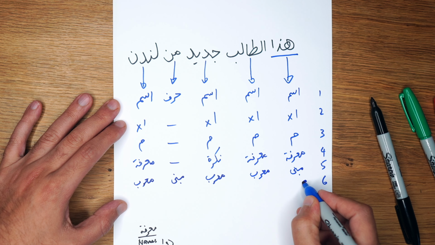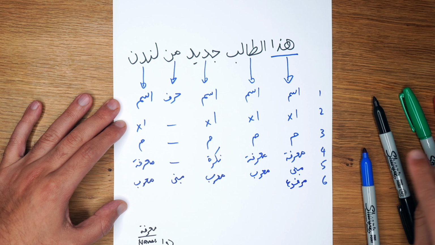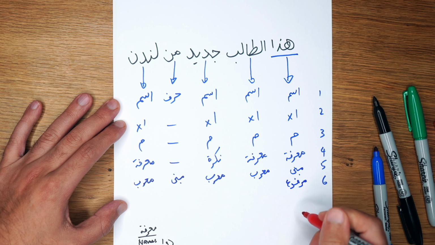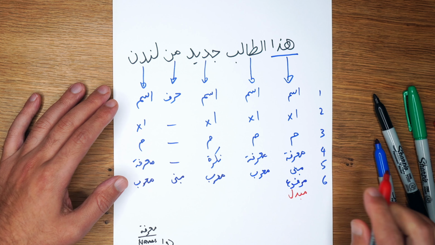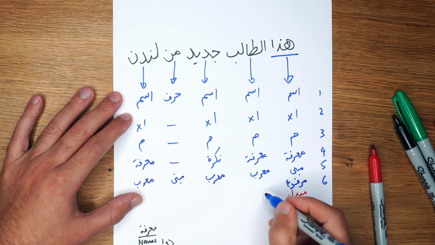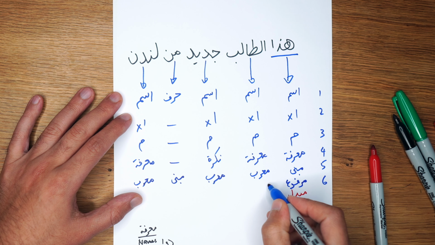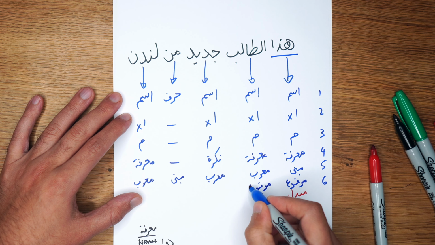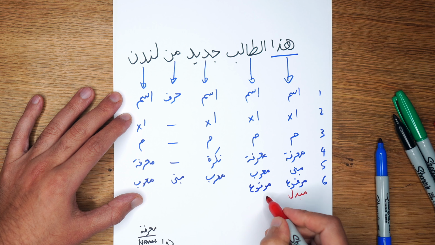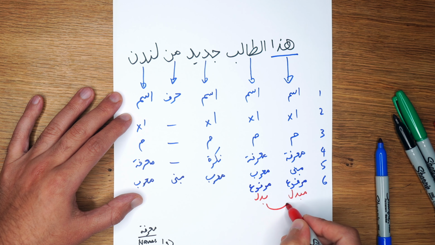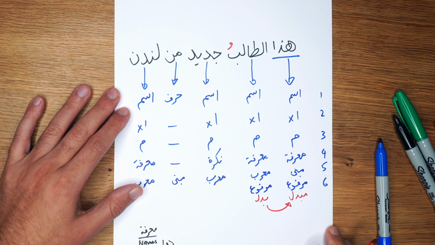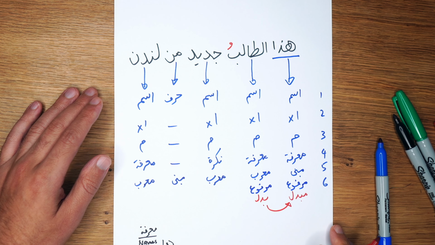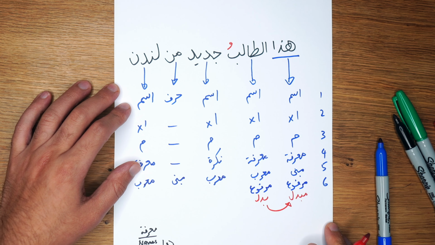So this word is marfu'. In fact, the reason it's marfu' is because this is what we call the mubdal, and it's actually going to become the mubtada. And then this word, talib, is marfu' as well. This is marfu' because it's badal onto this. Therefore this would be هذا الطالب.